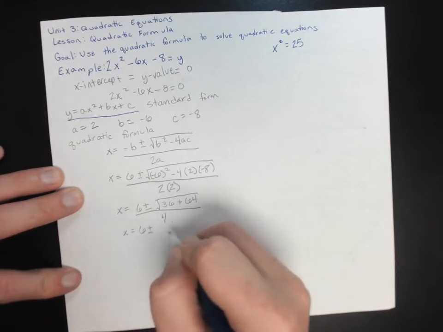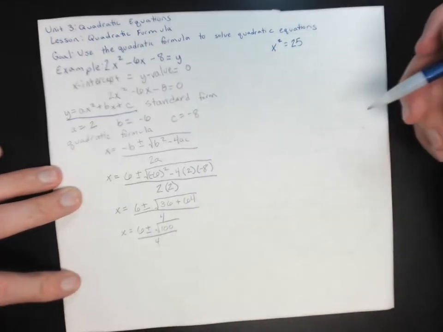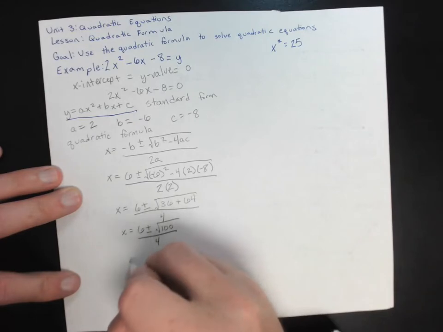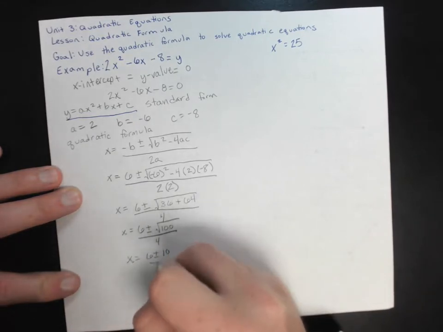So let's bring it down again. 6 plus or minus the square root of 100 over 4. And I just combine 36 and 64. Now, what's the square root of 100? It's 10. So I'd have 6 plus or minus 10 over 4.